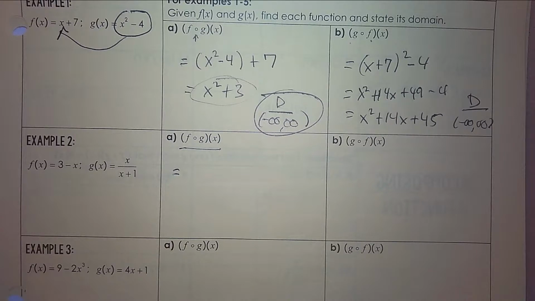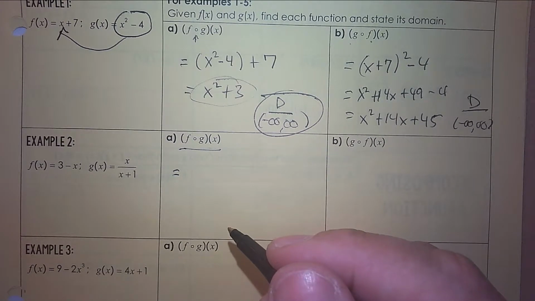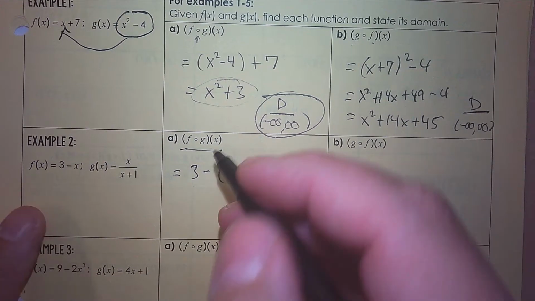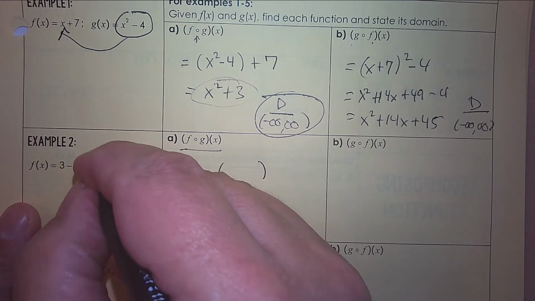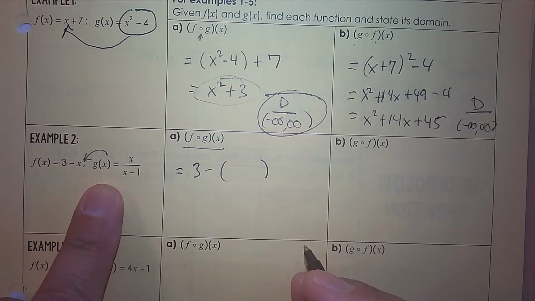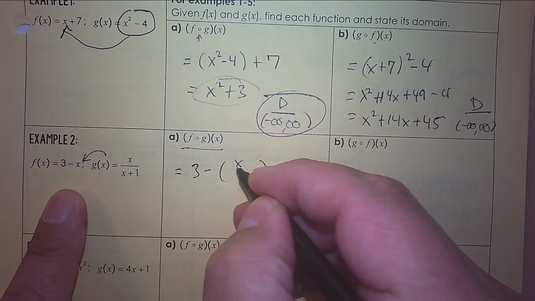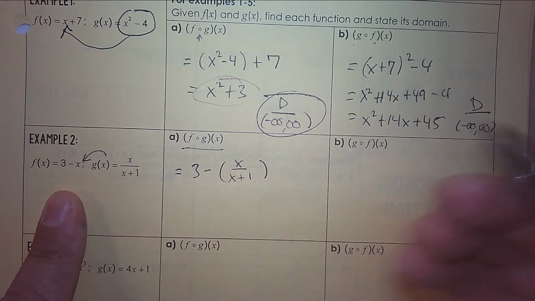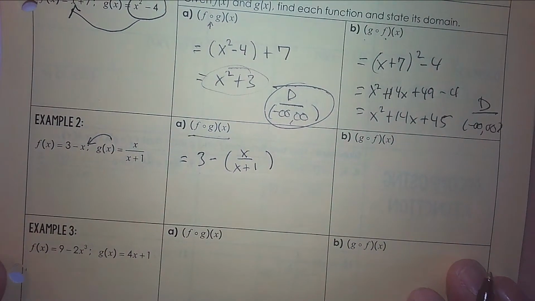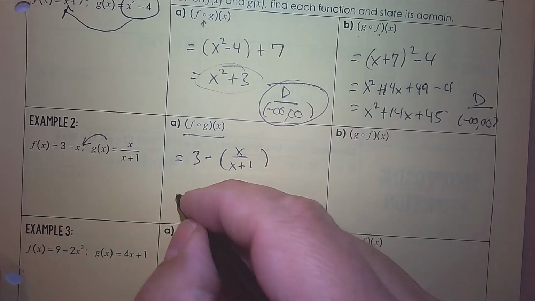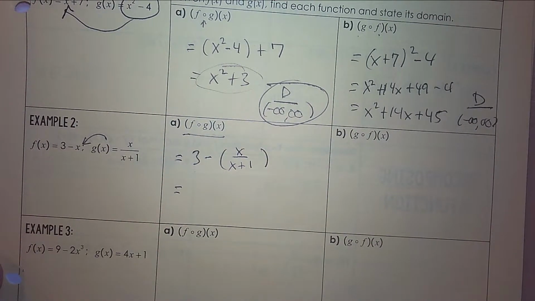We will be writing 3 minus, beginning of parentheses, you can say x divided by x plus 1. So do you see how you're taking G and you're plugging it into F? So you take out the x, use parentheses, and you get x over x plus 1. Is that right? All right, I'm going to challenge you. How do I write that as one fraction? How do I get common denominators and write it as one fraction?